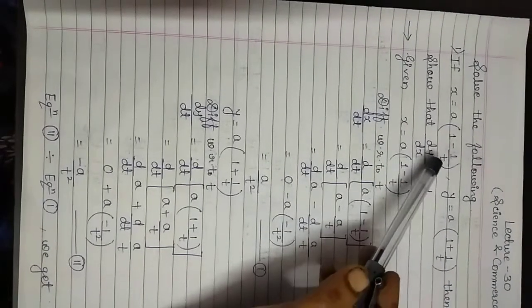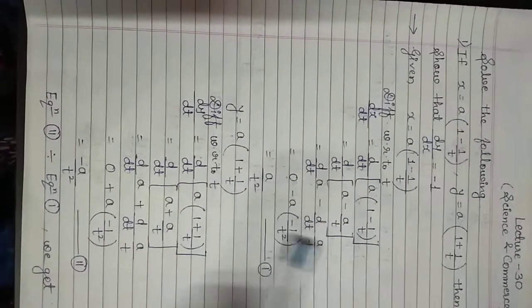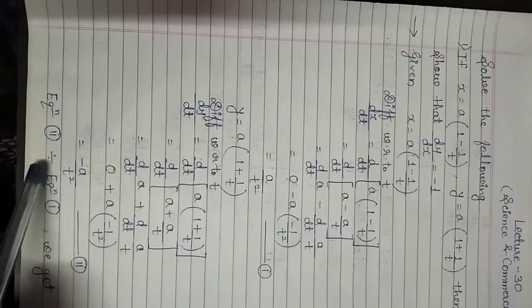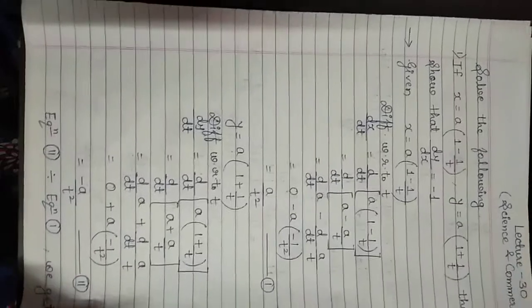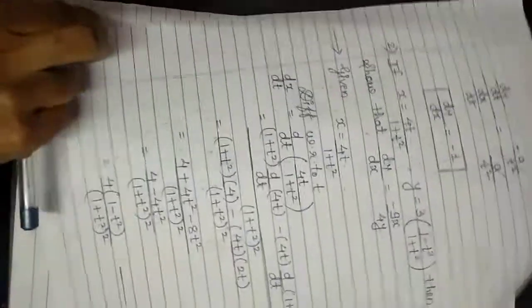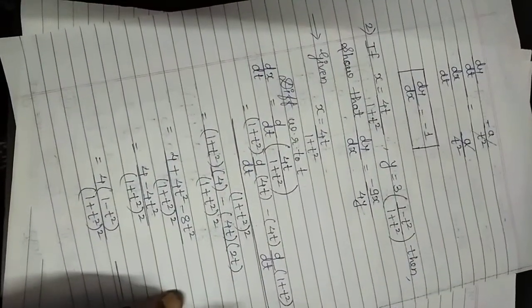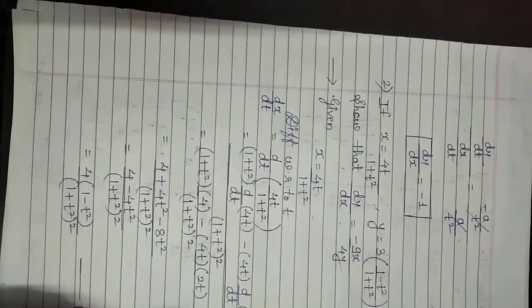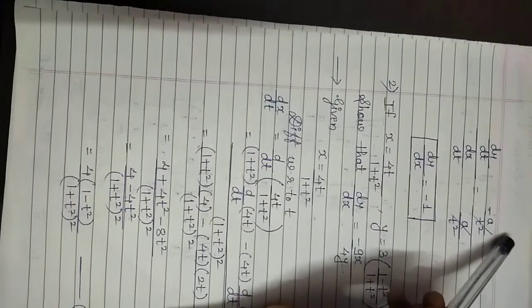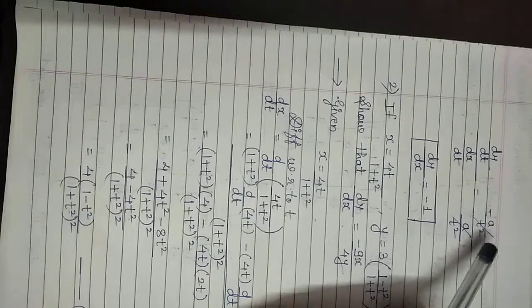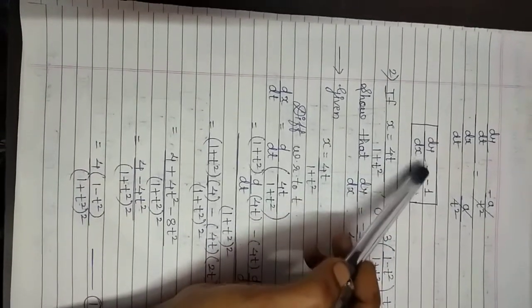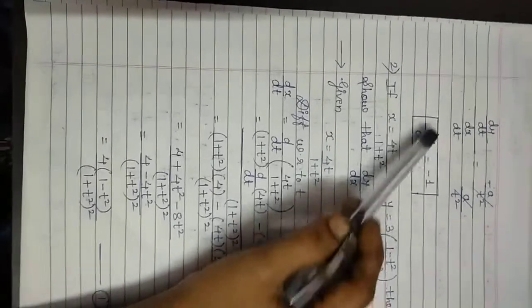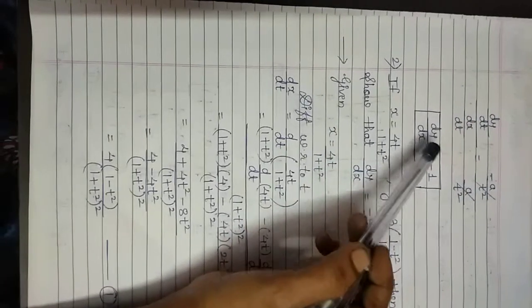And since we require dy by dx, we will divide equation 2 by equation 1. So we will get dy by dt upon dx by dt is equal to minus a upon t square upon a upon t square. So this a upon t square gets cancelled. So the value of dy by dx is minus 1. That is the required answer.